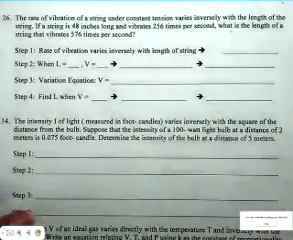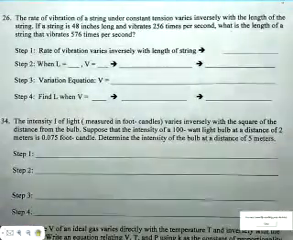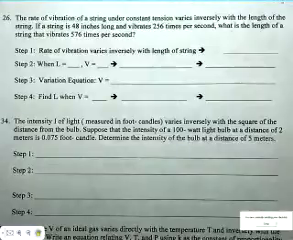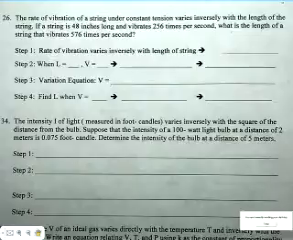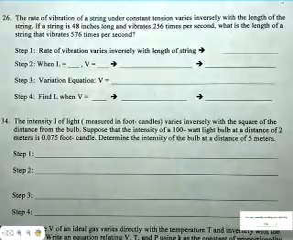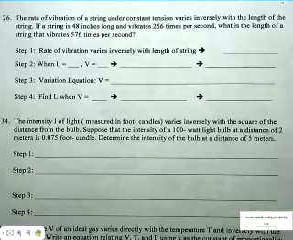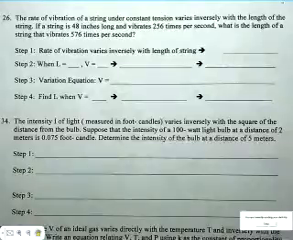All right. The rate of vibration of a string under constant tension varies inversely with the length of the string. If a string is 48 inches long and vibrates 256 times per second, what is the length of a string that vibrates 576 times per second? My guess is this may be one that you could not just fiddle with on paper and come up with. If you can, yay. The rest of us are enrolled in the 4-step program.